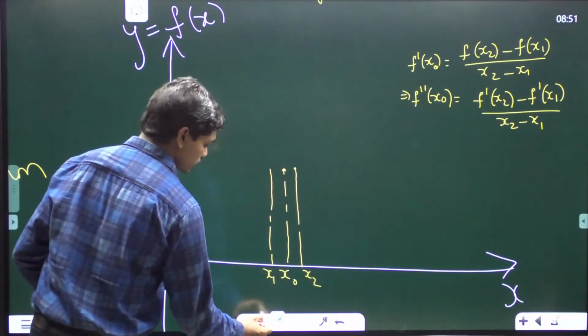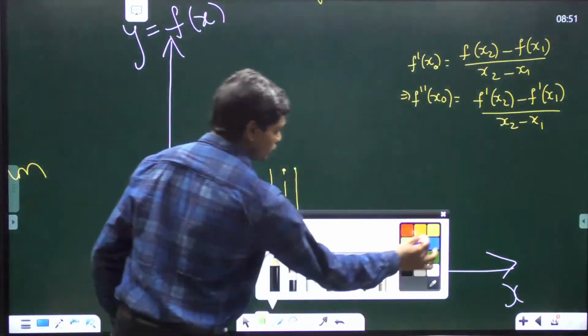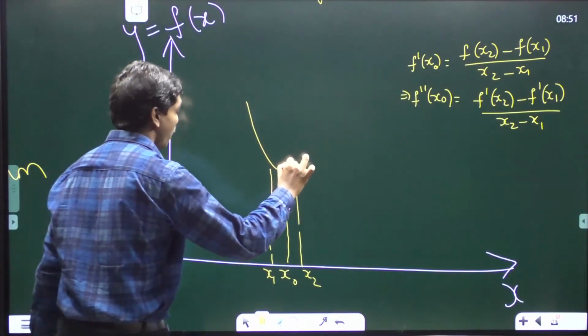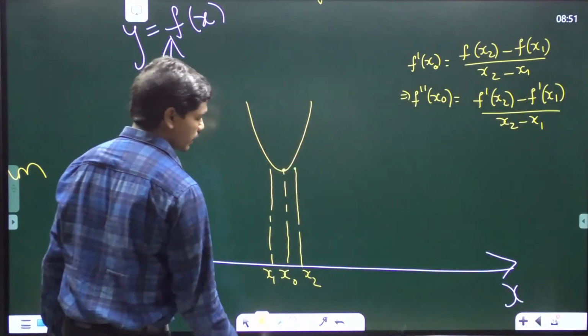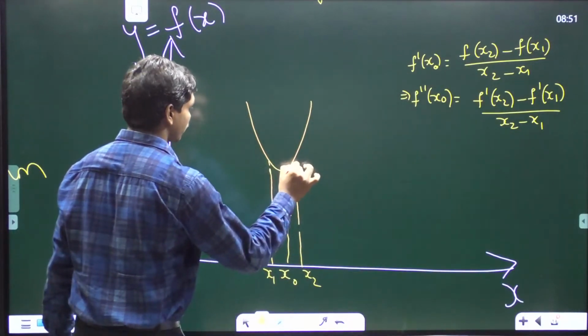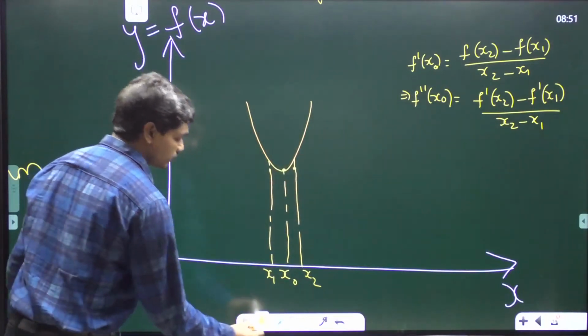Okay, see here, let me draw this curve clearly for you. Let us suppose there is something like this, so that it has a minimum at x equal to x0, and this is f of x1 and this is f of x2 for the time being. Okay, so now see here carefully.